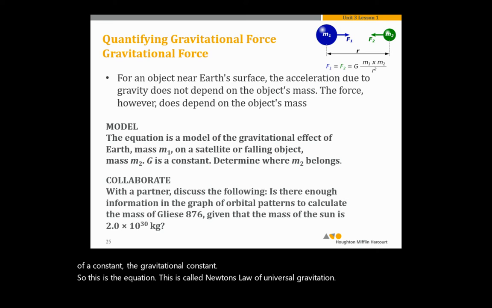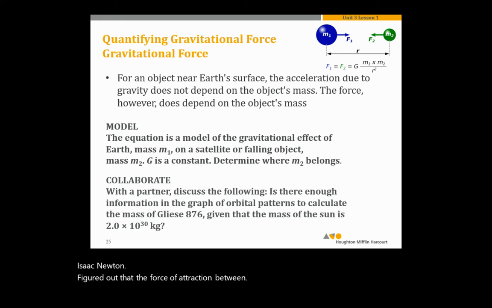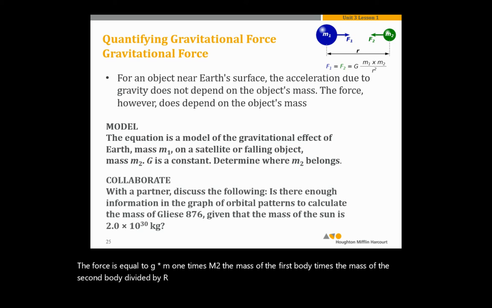Isaac Newton figured out that the force of attraction between a central body and an orbiting body, the force is equal to G times m1 times m2, the mass of the first body times the mass of the second body, divided by r squared. So this is an inverse square law, and we do have a constant there that makes this an equality.